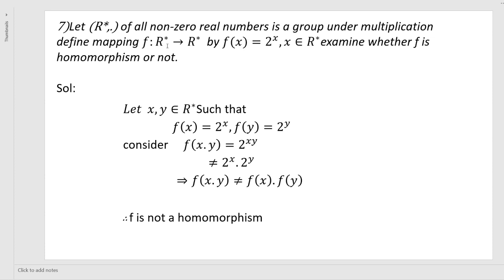Let R star, with the dot operation, be the set of all non-zero real numbers, which is a group under multiplication. Define the mapping f from R star to R star by f(x) = 2 power x, x belongs to R star. Examine whether f is a homomorphism or not.